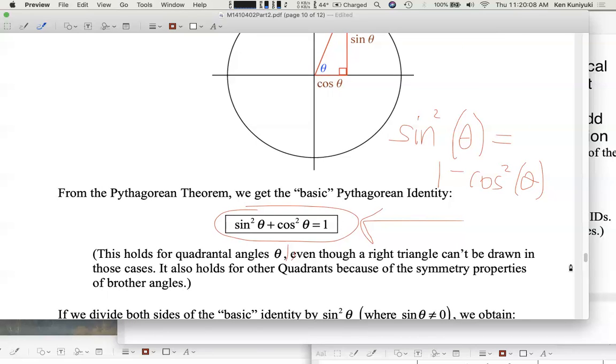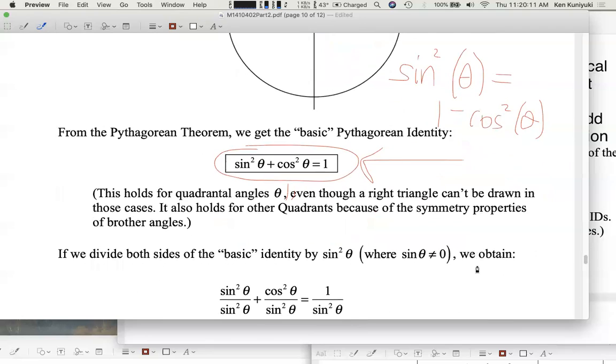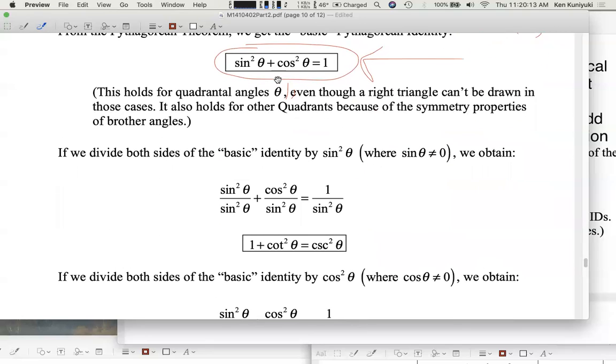So how can we get from this first one to the other two? Well, one thing we can do is divide both sides by sine squared of theta. Don't worry about domain right now. We'll deal with that later. Let's take all terms on both sides and divide by sine squared theta. Sine squared theta over sine squared theta is 1. Plus cosine squared theta over sine squared theta is cotangent squared theta. 1 over sine squared theta is cosecant squared theta.